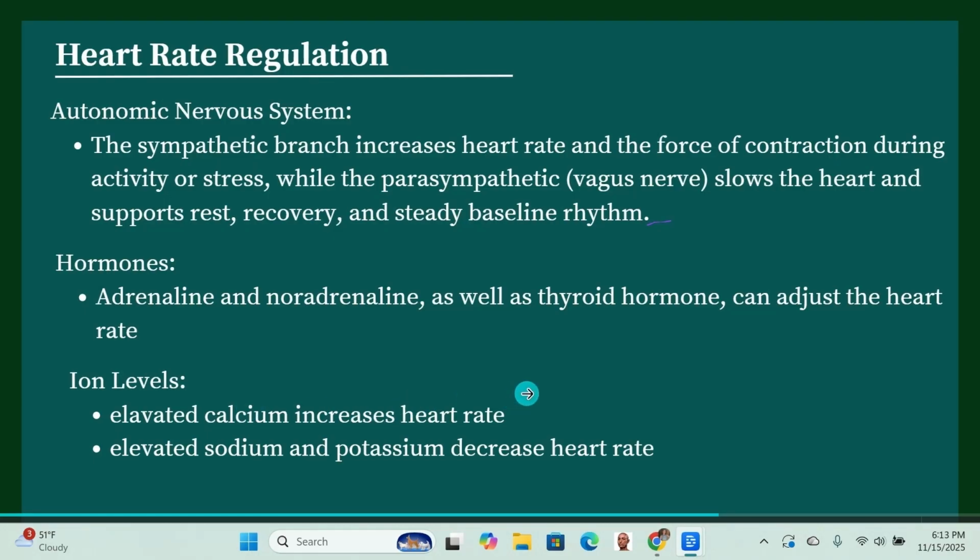Calcium increases heart rate. So that's why we need the thyroid hormone, which is calcitonin, to decrease the calcium, which decreases our heart rate. Ooh, that's where your thyroid's important, right? And then, sodium and potassium can increase heart rate.